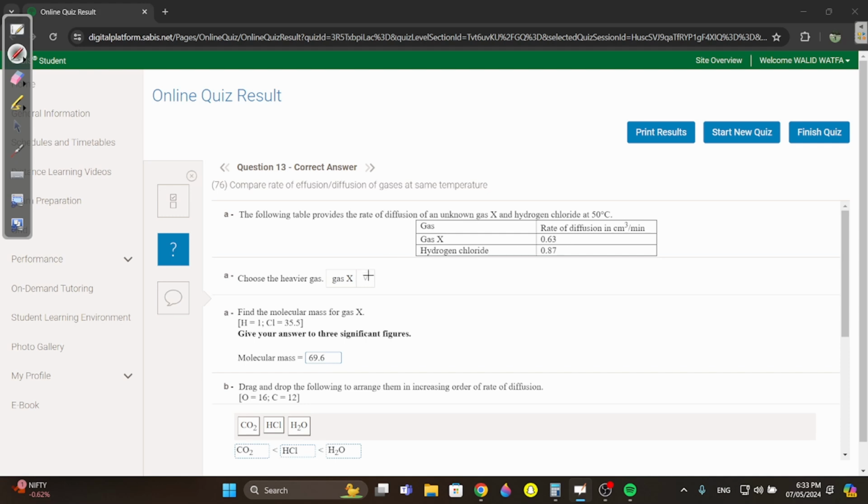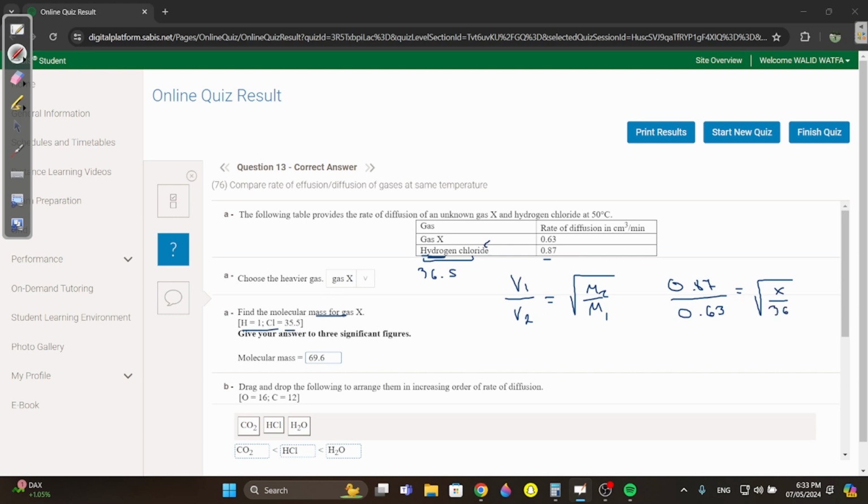And in this case, it's gas X. How would you find the molecular mass? It would be V1 over V2 equals radical M2 over M1. And for V1, I would always put the lighter one on top, so 0.87 over 0.63 equals radical M2 over M1. M2, for 0.63, would be gas X, right? M1 is the one for 0.87, which is hydrogen chloride, which is 36.5 because hydrogen is 1 and Cl is 35.5. You just add them, it's given.